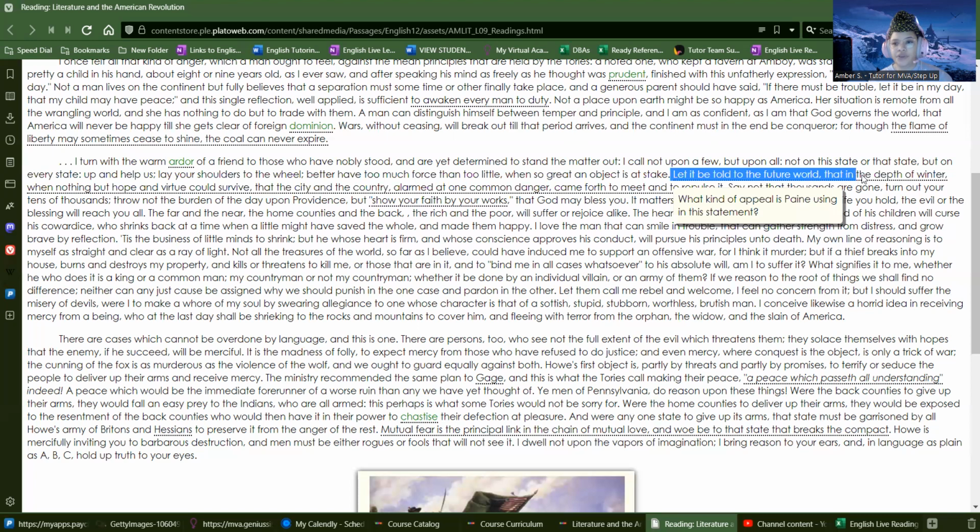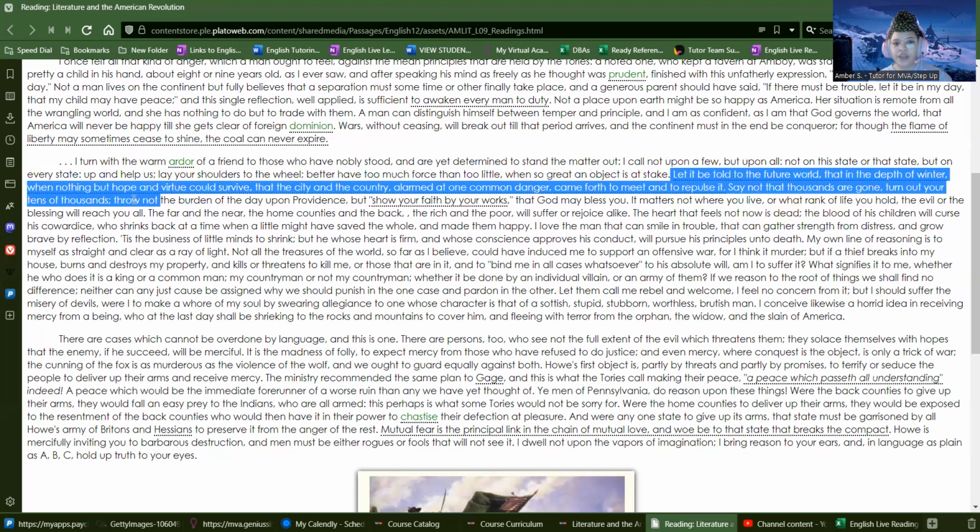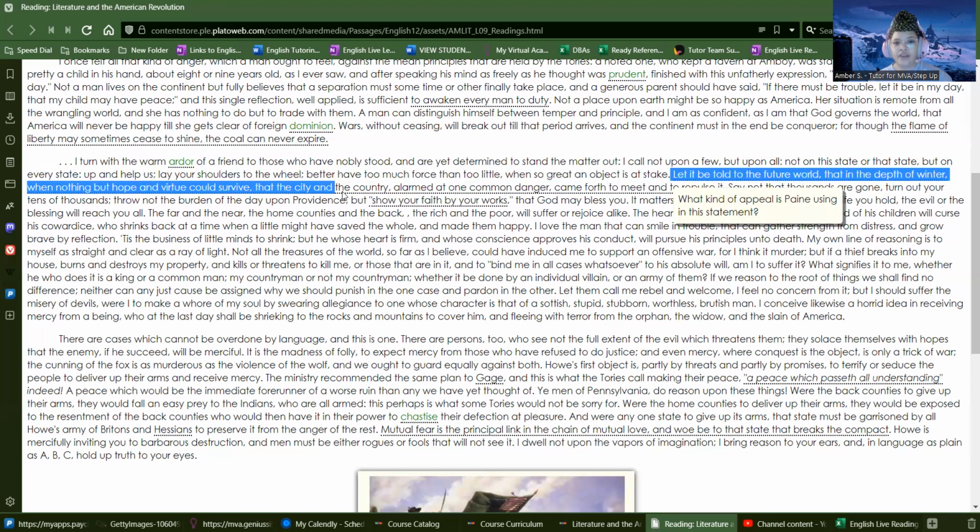Let it be told to the future world that in the depth of winter, when nothing but hope and virtue could survive, that the city and country, alarmed at one common danger, came forth to meet and repulse it. So he's saying he wants it to be said in the future, right? The depth means like deep in the winter. So even though they could have spent that winter preparing, and they didn't, because of when independence was declared, he still wants everyone to get up and come out.